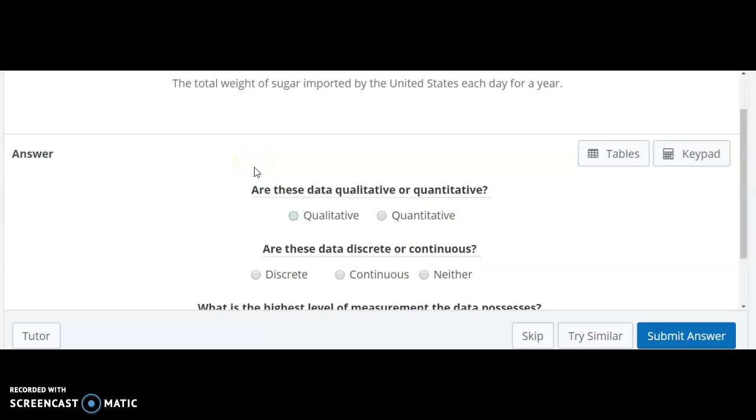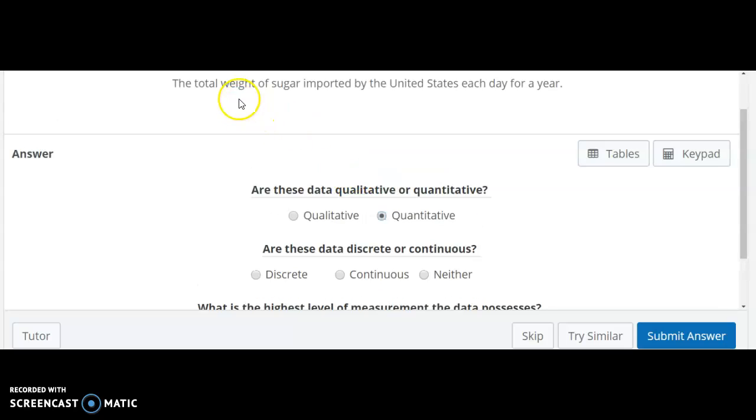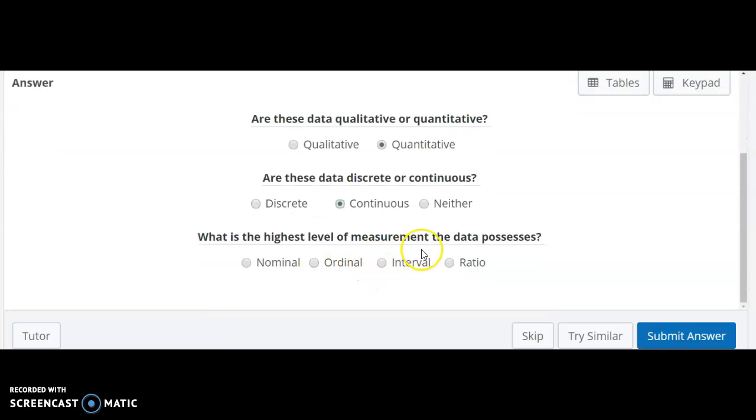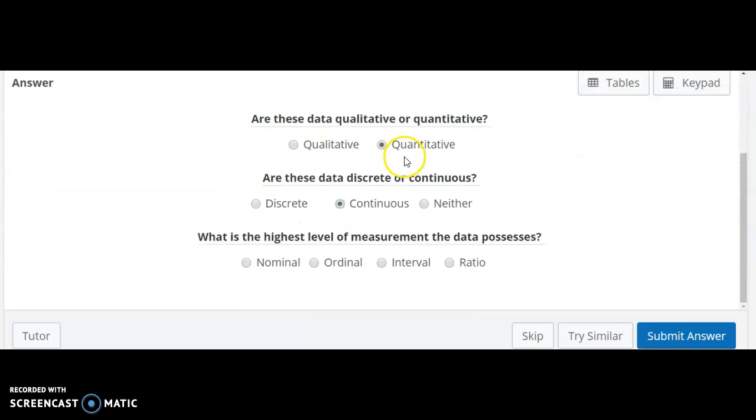Okay, so here we have to do a couple different ones. Total weight of sugar imported. So that is a number, a meaningful number we could take an average of, so it's quantitative. Total weight. Weight could be 2 pounds, 3 pounds, but it really could even be in between, 2.3 pounds, 2.5 pounds. So that would be continuous. And the highest level, so 4 pounds of sugar is twice as much as 2 pounds of sugar. So we're looking at ratio, not just interval. Both of these are quantitative, but since there is a meaningful 0 here, we would get ratio.